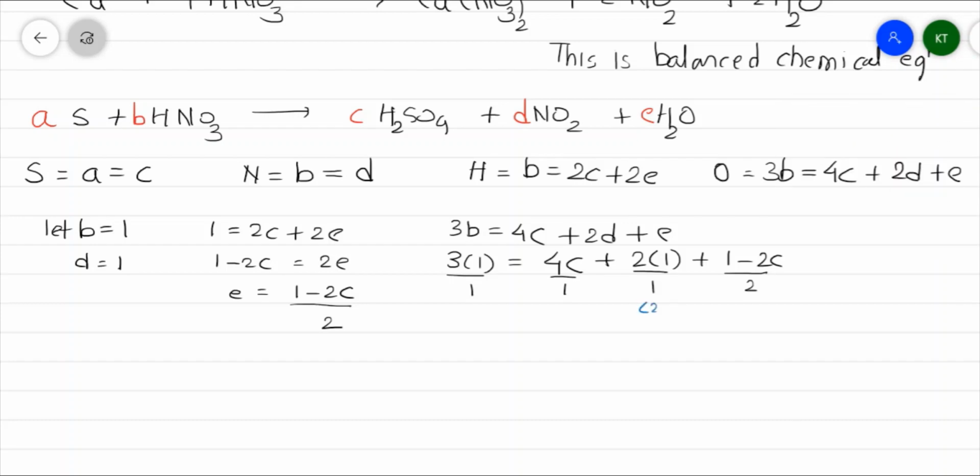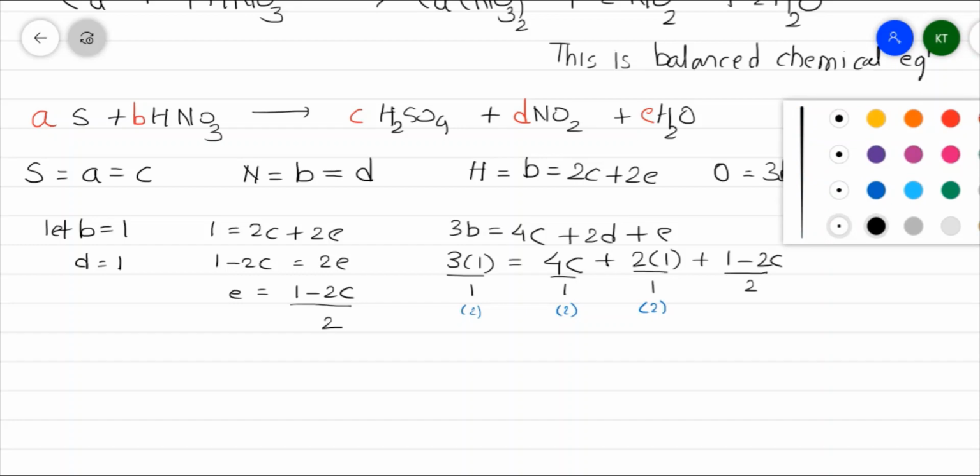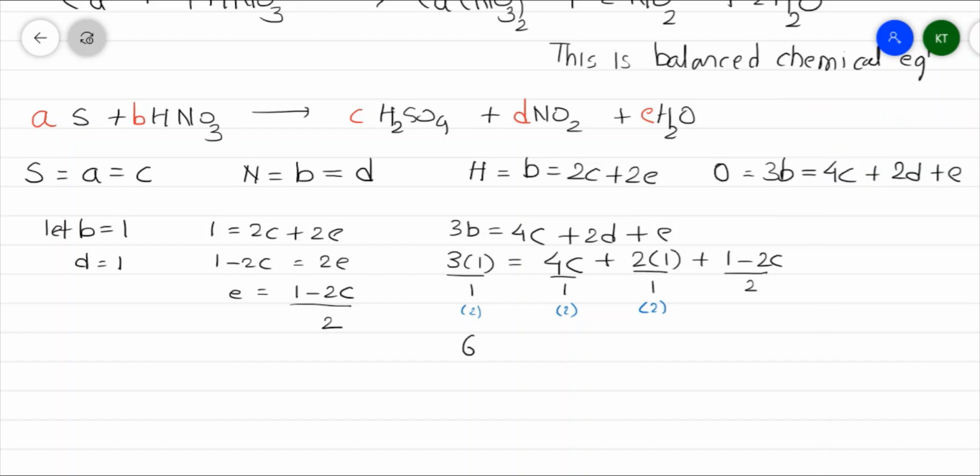Now I get the common LCM here as 2, here as 2 and here as 2, and cross multiply. When we do that, we'll get 2 here. So I have the further equation, which will be 6 is equal to 8C plus 4 plus 1 minus 2C. Okay, so I get here 6 minus 5 is equal to 6C. So C is equal to 1 upon 6. Now A and C are equal, so I'll get A also equal to 1 upon 6.